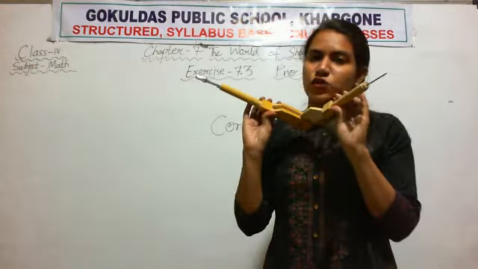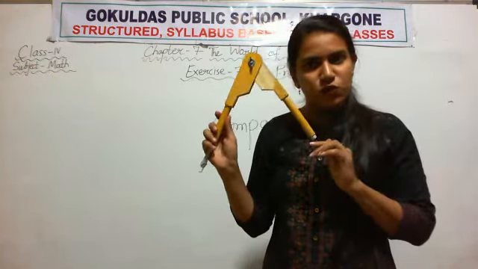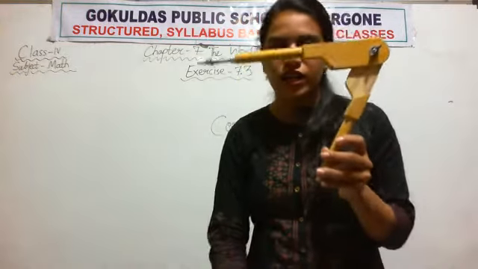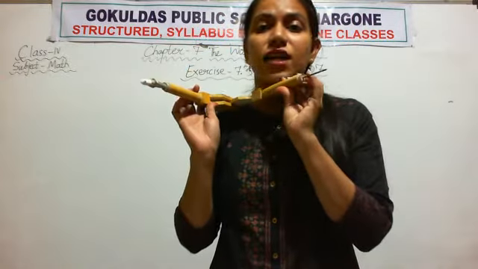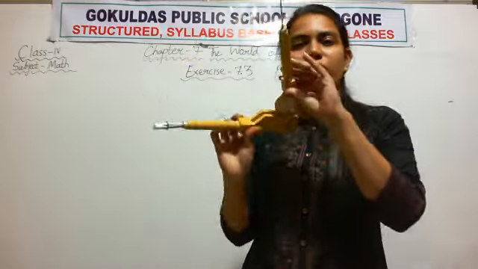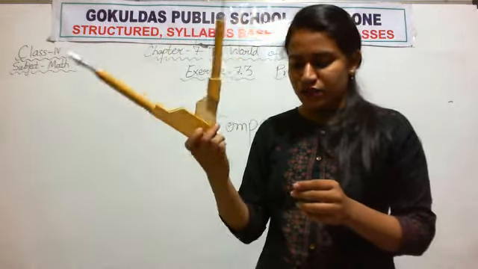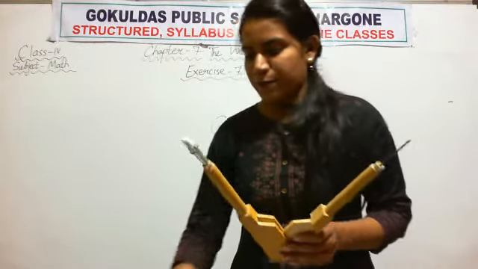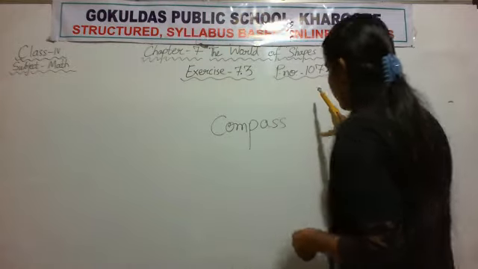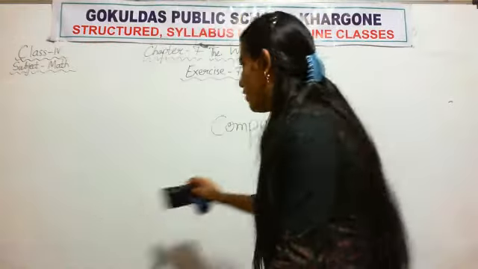This tool is used to draw circles. What is the name of this tool? The name of this tool is compass. What do we do with the help of it? We draw circles. By using it, we can draw circles. I will show you how we can do it. Let us do the question.